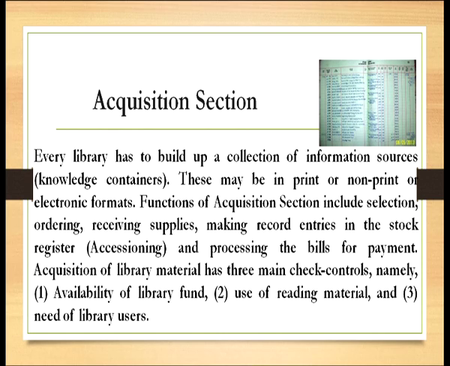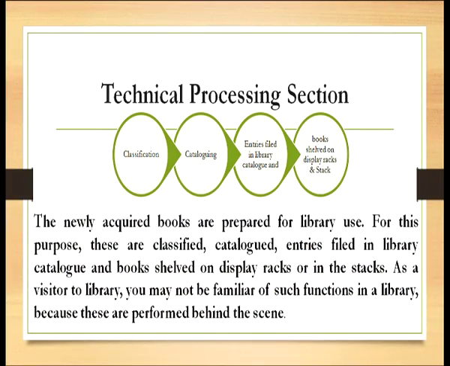Acquisition of library material has three main checks: availability of library fund, use of reading material, and need of library users. The second section is the technical processing section. The newly acquired books are prepared for library use. For this purpose, these are classified, catalogued, entries filed in the library catalog, and books shelved on display racks or in the stack. As a visitor to the library, you may not be familiar with such functions because these functions are performed behind the scenes.